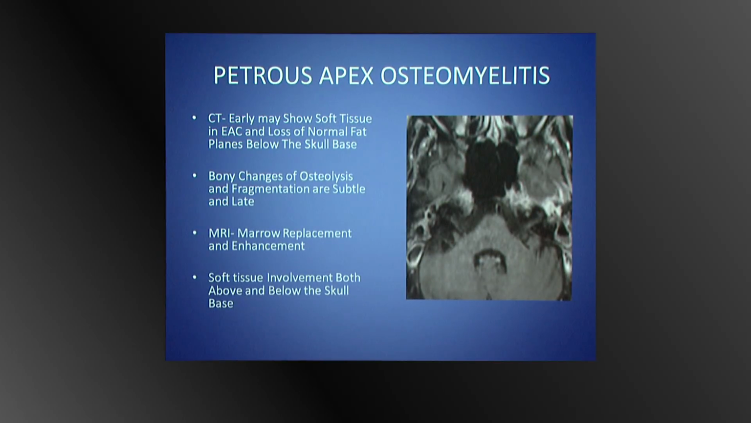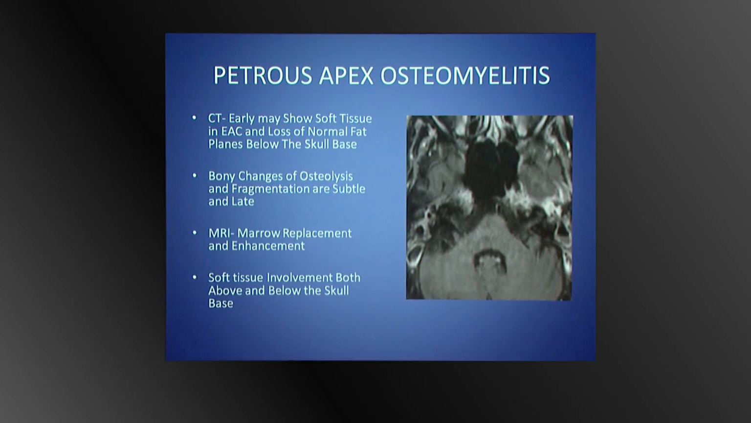Once again, CT is quite hard to make the diagnosis, and you might see some soft tissue in the external auditory canal, loss of normal fat planes below the skull base. And then they talk about bony change of osteolysis and fragmentation. And they are, once again, hard to pick up on CT. I think the easier one to pick up is the change in the skull base soft tissues. If you see alteration in skull base soft tissues, I think at least think about osteomyelitis.